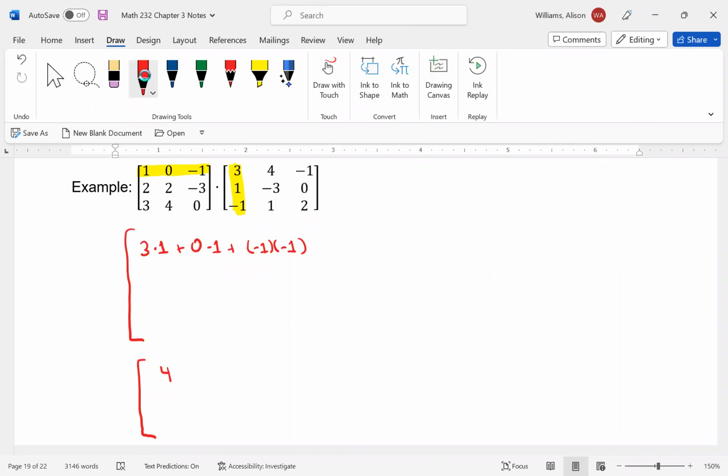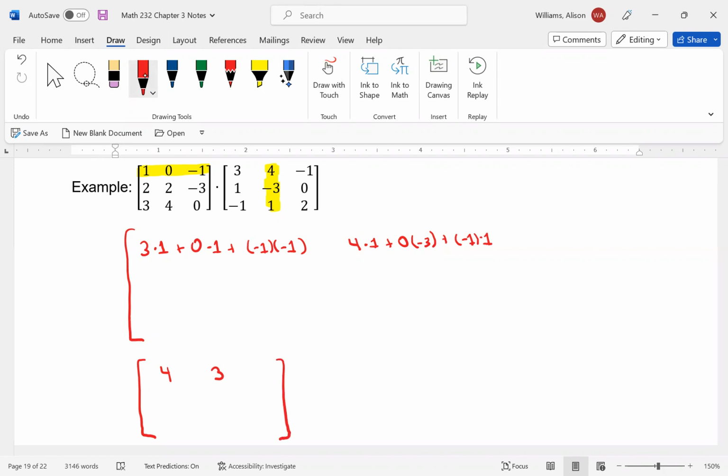Okay, second term. Let me erase. There you go. I'm going to do first row, second column. All right. So first row, second column, that means it's going to go in the first row, second column spot. So 4 times 1 plus 0 times -3 plus -1 times 1. And let's see, that's going to work out to be 4. That's a 0 minus 1 is 3. So that'll go here in the next spot.